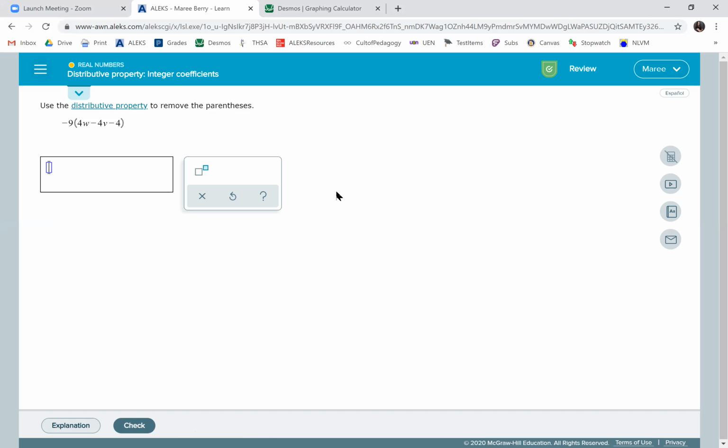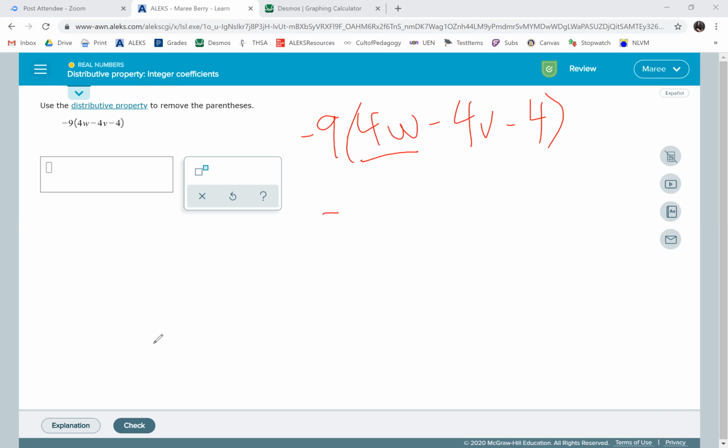Let's see if there's another one. Okay, this is very similar. If you want to, you can do the negative 9 all at the same time. So that's something that's a little more complicated, but you can try it. So this is positive. The first one's positive, so we're going to change the sign. Then we're going to do 9 times 4. Then we're going to change the sign and do 9 times 4. Oh, all of these are 4. Then we're going to change the sign and do 9 times 4.